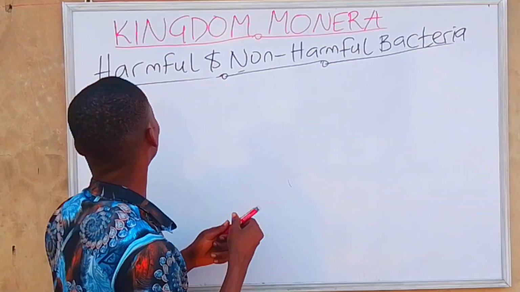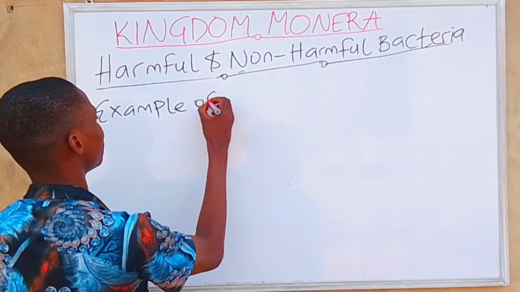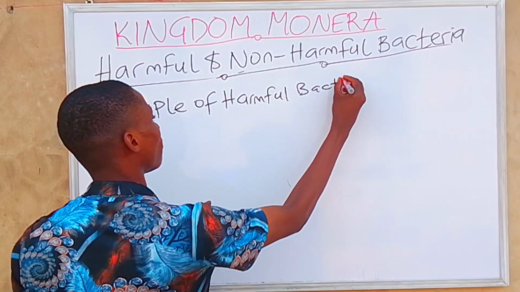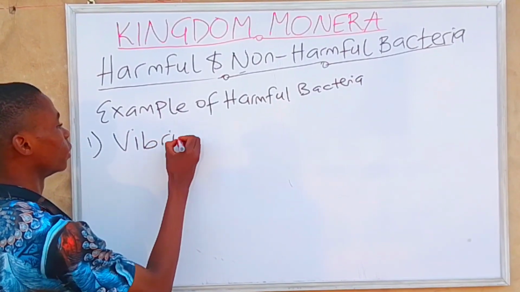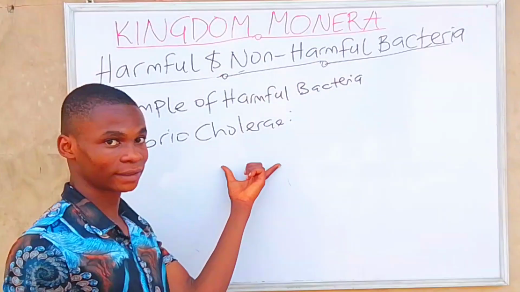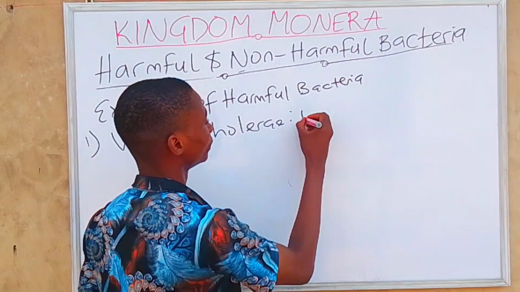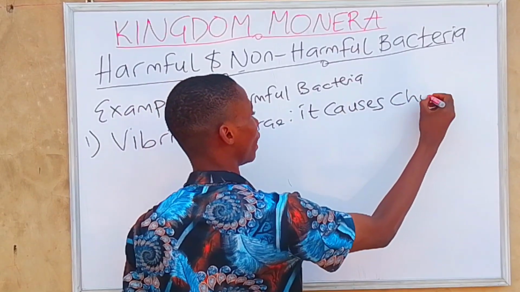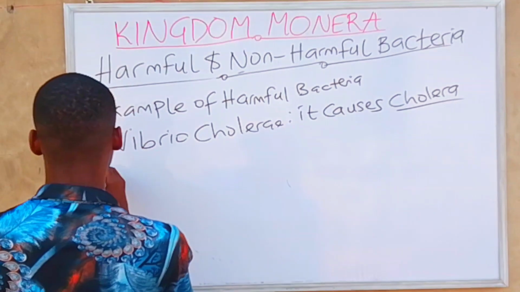So examples of harmful bacteria. The first one is Vibrio cholerae. I hope you remember this organism. It causes cholera. So let's move to the next one.